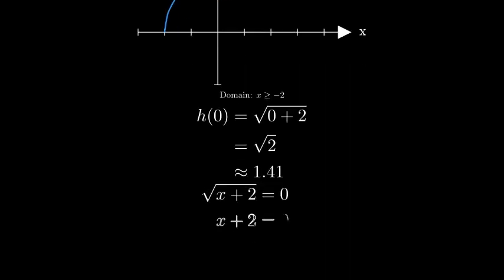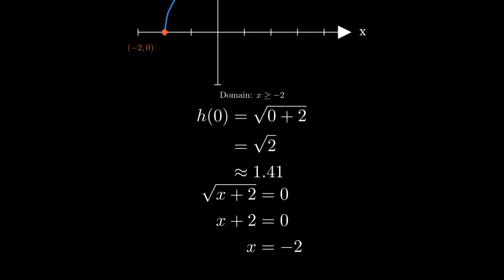To find the x-intercept, we set the function equal to 0 and solve for x. The square root of x plus 2 equals 0. Since the square root is never negative, this equation is only satisfied when the square root equals exactly 0. So x plus 2 equals 0, which gives us x equals negative 2. The x-intercept is the point (-2, 0). This is also the starting point of our function due to the domain restriction.